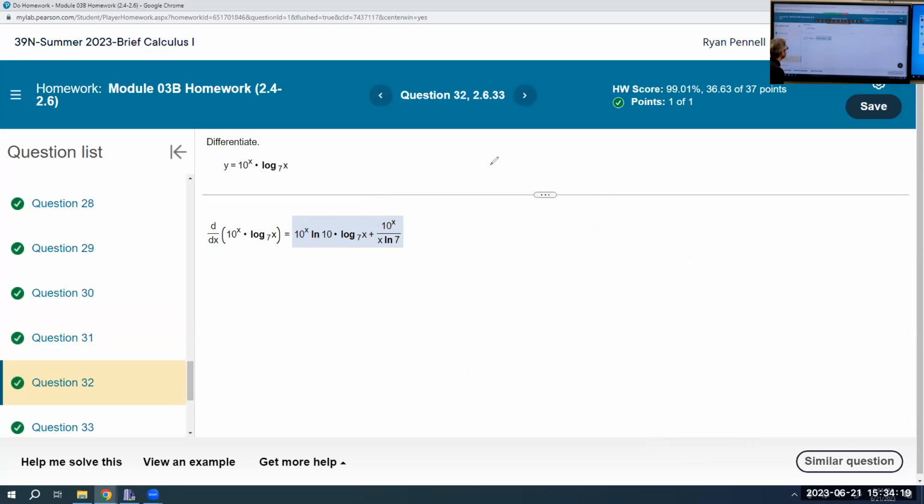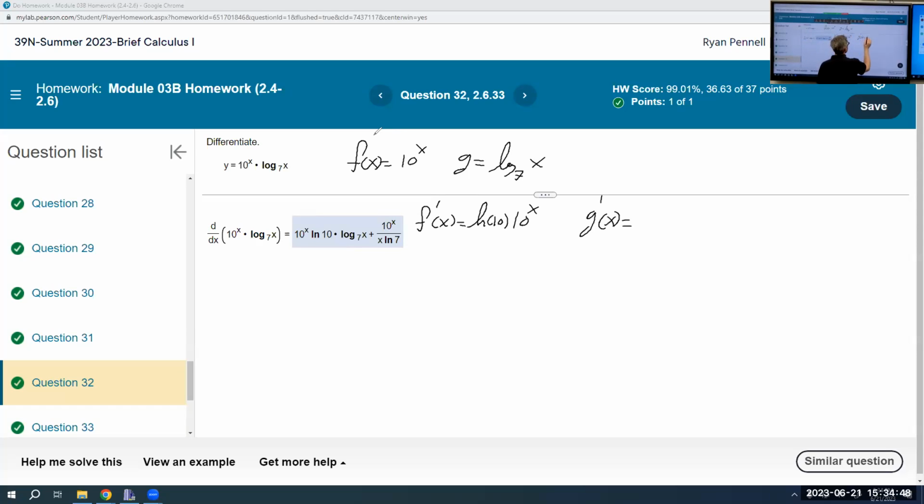Okay, finally we got some product here. Great. I'll let f equal 10 to the x and g equal log base 7 of x. So f prime, well, what does that give me? Natural log of 10 times 10 to the x. G prime gives me 1 over natural log of 7 times x. So I can just build it.